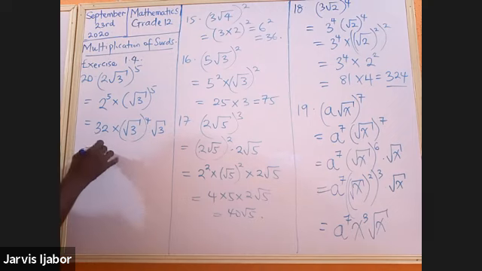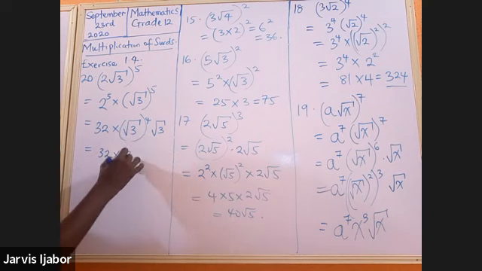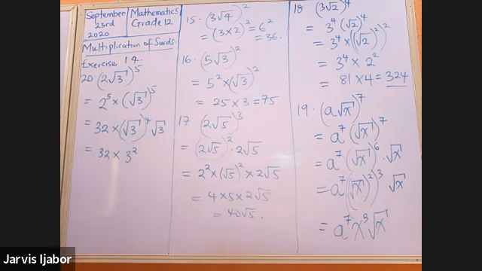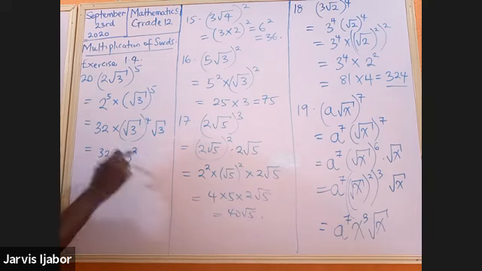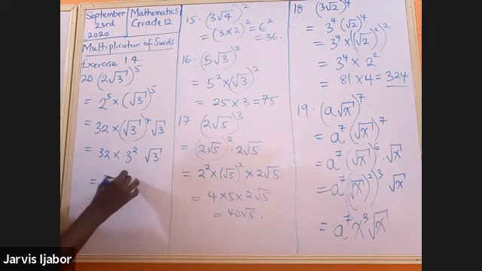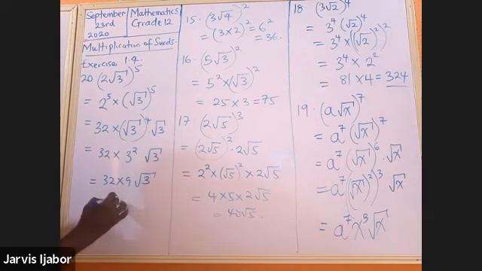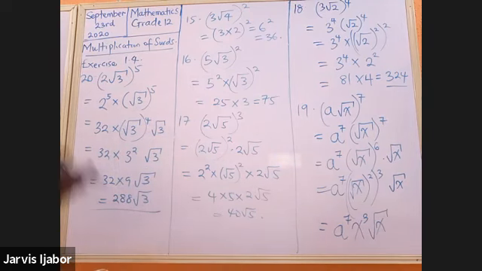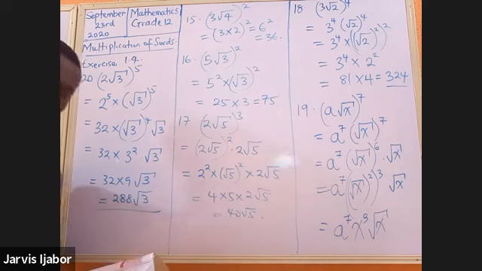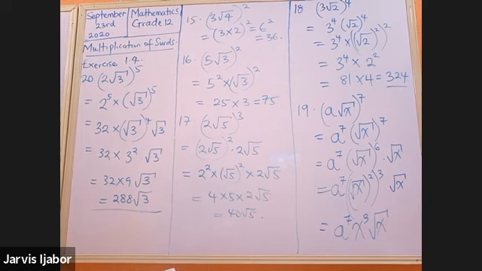So this will now give me 32 times what? 3 raised to the power of 2. That's what it means. You just divide this by 2 and this becomes a whole number. 32 times 9 root 3. That should give you 200 and what? Or 300 and what? 288 root 3. So I think with this one, you should be able to handle any question as regards this topic. All right, so that clears multiplication, and then we'll go into division.